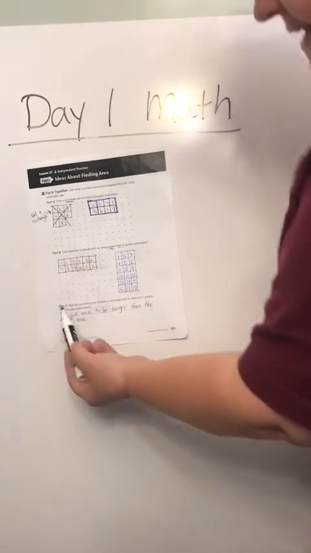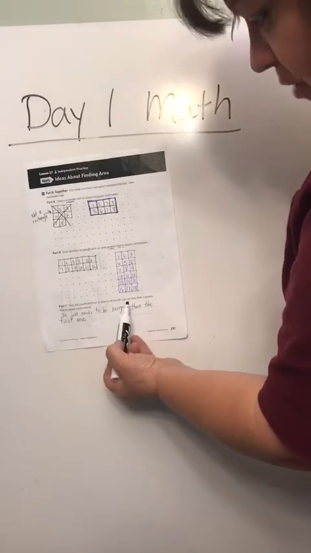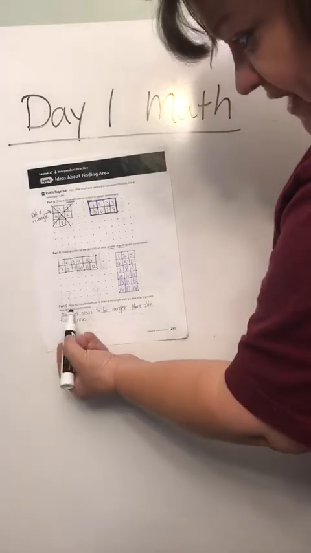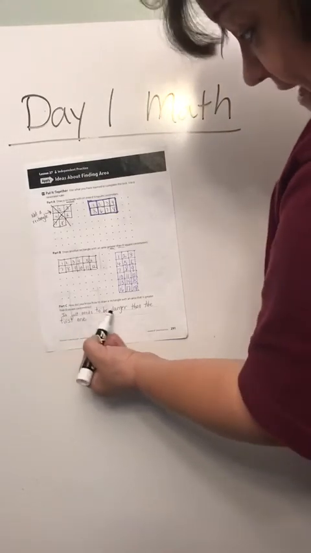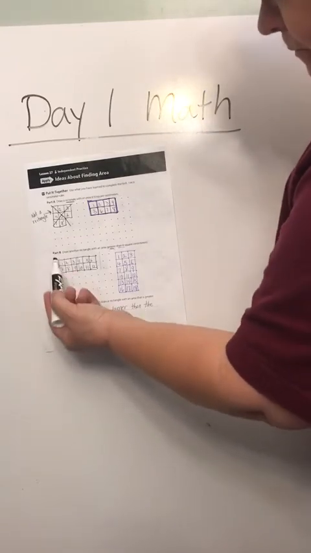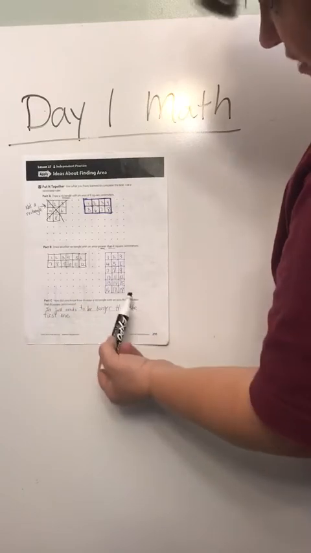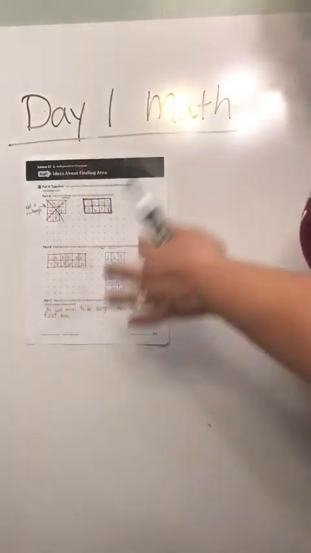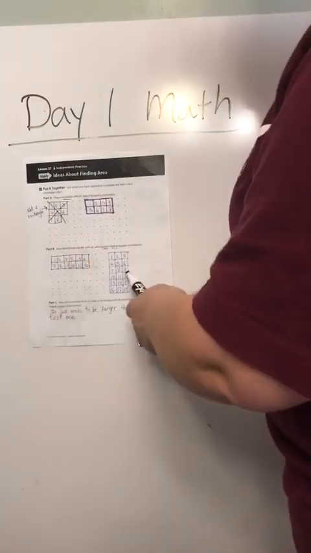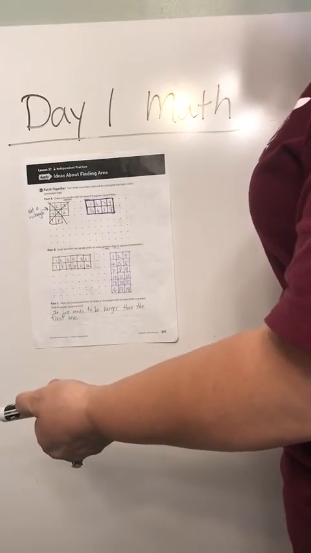So part C said, how did you know how to draw a rectangle with an area that is greater than 8 square centimeters? It just needs to be larger than the first one. So this one was 8, this one needs to be 12, this one was 18, as long as it was greater than 8. Thank you.